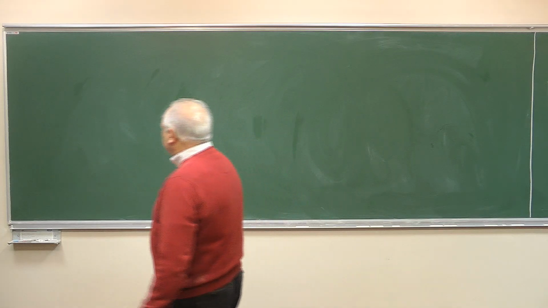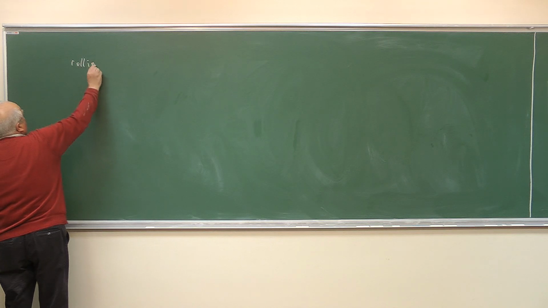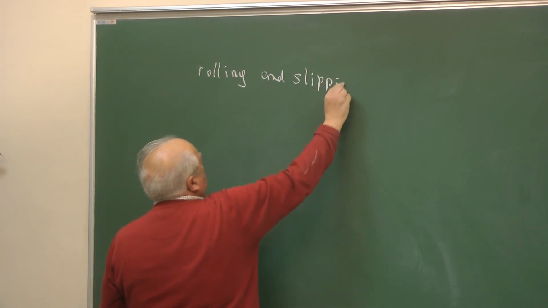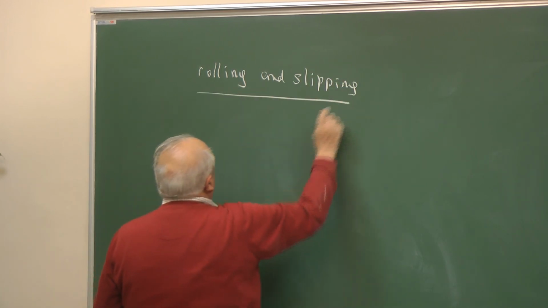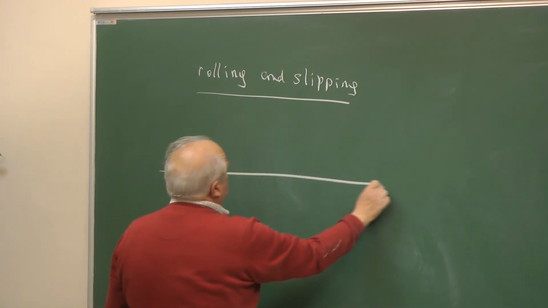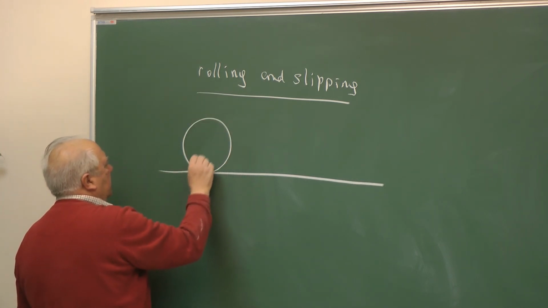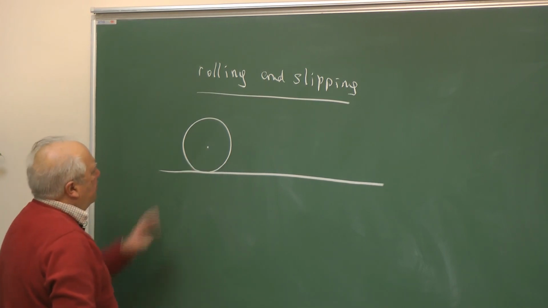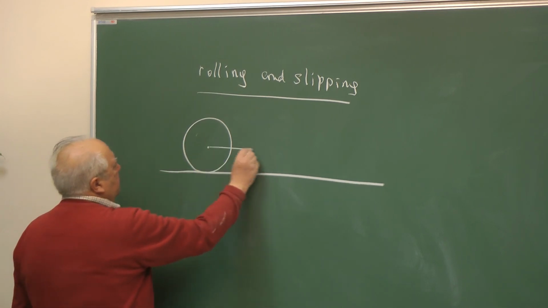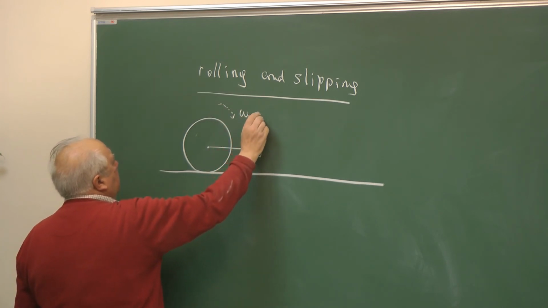All right. This is another example of motion with rolling and slipping. There's a ground and there is a ball. And this ball is given an initial condition. It is moving with velocity v0 and its angular velocity is 0.